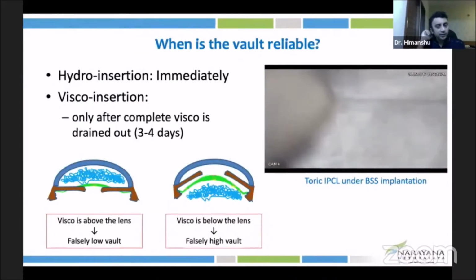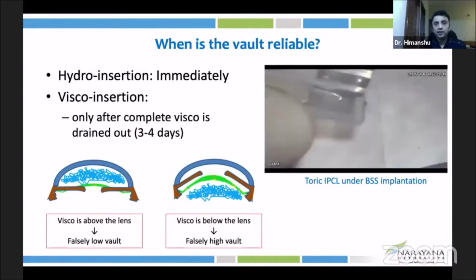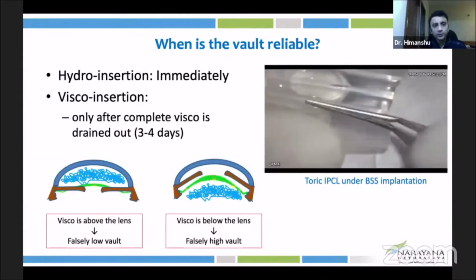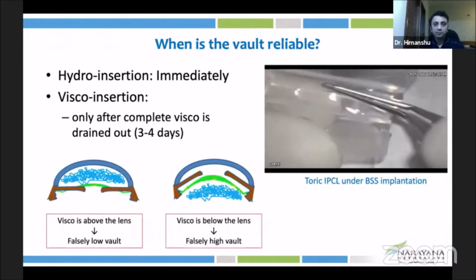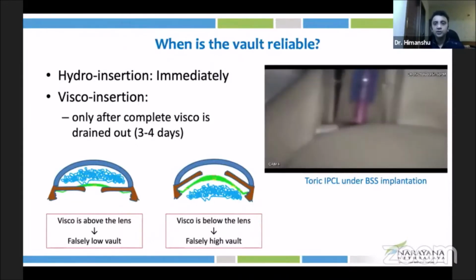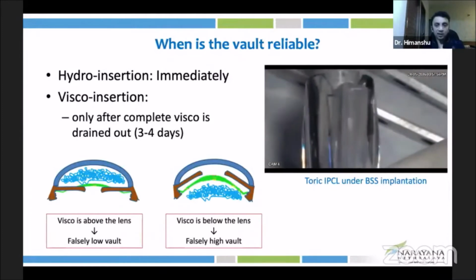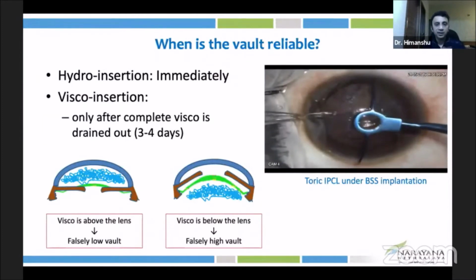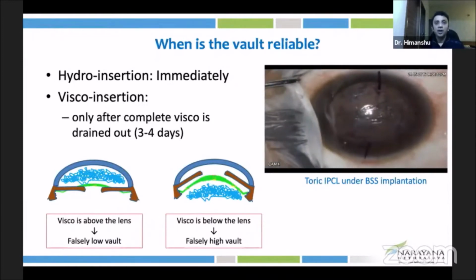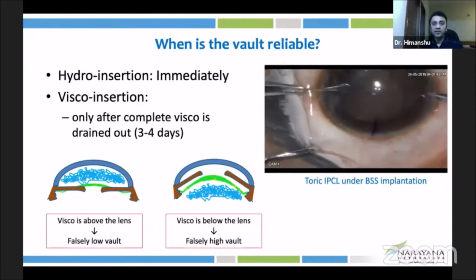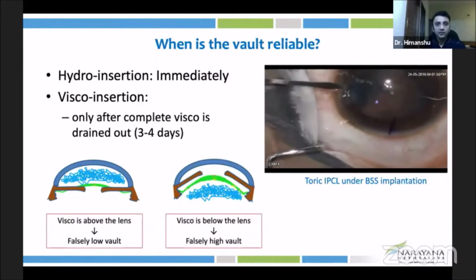When do we accurately estimate the vault? Well, post-operatively, it depends upon the method you have taken. I prefer hydroinsertion, where I insert my lens under saline. Again, there's nothing right and wrong here. Whatever works in your hand. I do not want to say that hydroinsertion is the only way or that's the best way. Whatever works in your hand, it's fine.